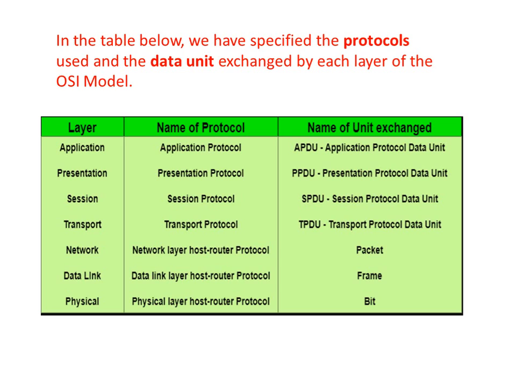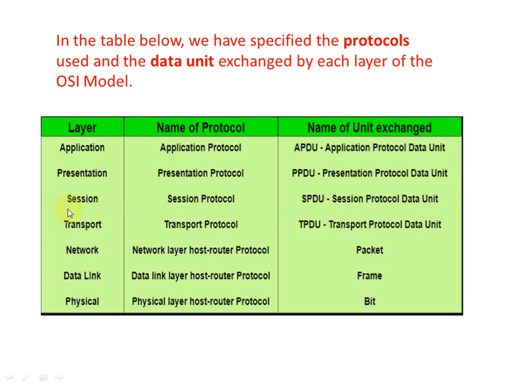This table specifies the protocols used and the data unit exchanged by each layer of the OSI model: layer, name of protocol, and name of unit exchanged. First, the application layer. In this layer, the protocol is the application protocol, and the unit exchanged between nodes is the APDU, Application Protocol Data Unit. Presentation layer, presentation protocol, and the unit exchanged is the PPDU, that is Presentation Protocol Data Unit.